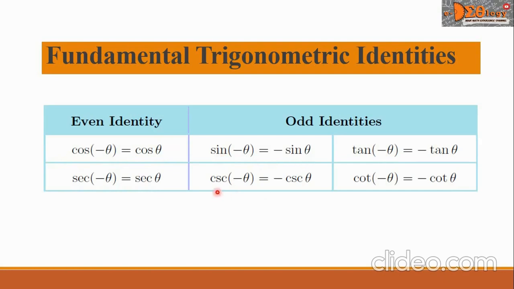The fourth, cosecant of negative theta equals negative cosecant theta. Fifth, tangent of negative theta equals negative tangent theta. And the last, cotangent of negative theta equals negative cotangent theta.